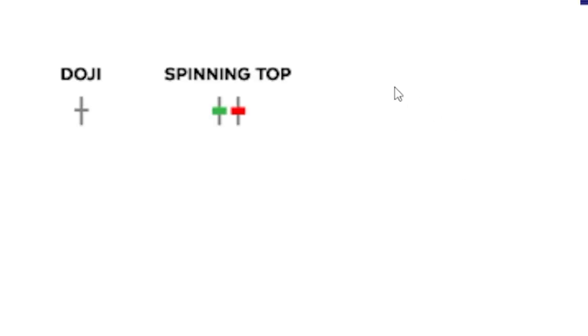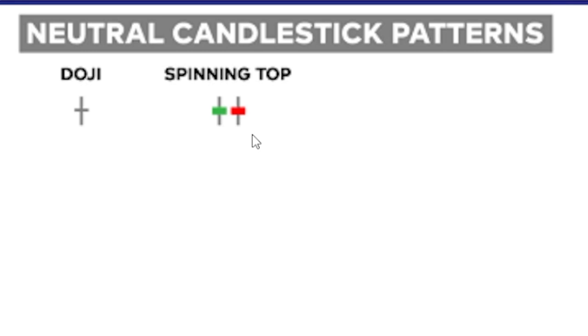Two of the ones I really like are these two over here, doji and spinning tops. The doji has no body and equal wicks on either side. The spinning tops have an equal bearish and bullish body and equal wicks on either side. Clearly, no one is winning the war. These sorts of candles often appear when the market is going sideways and in consolidation.